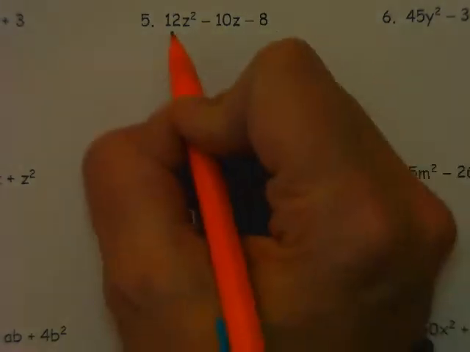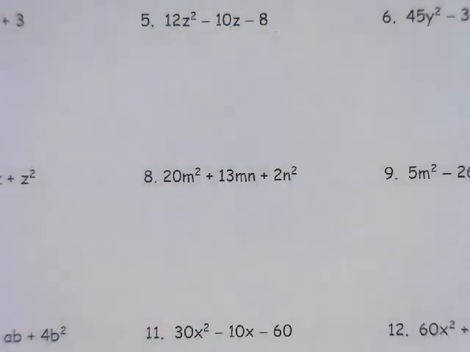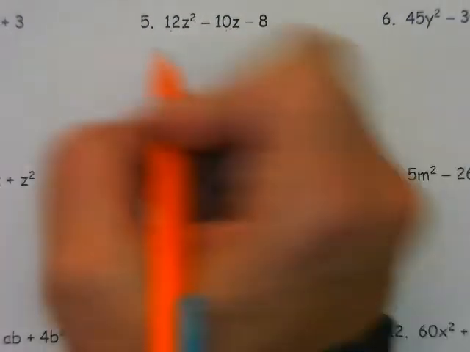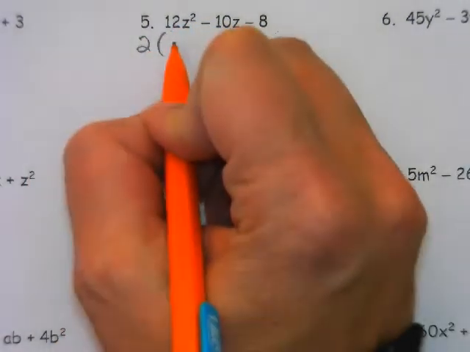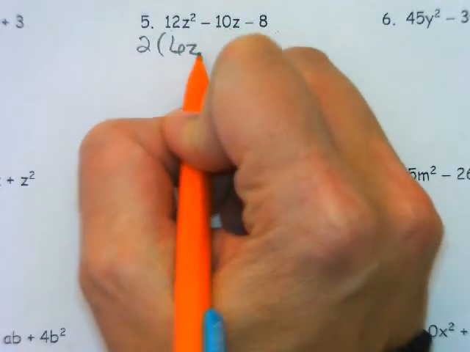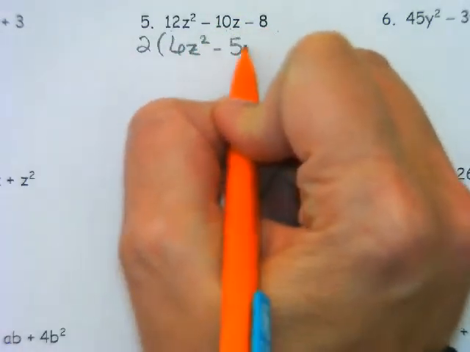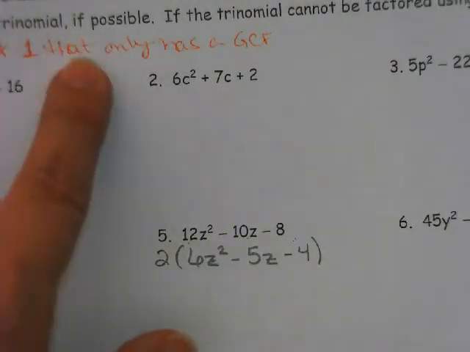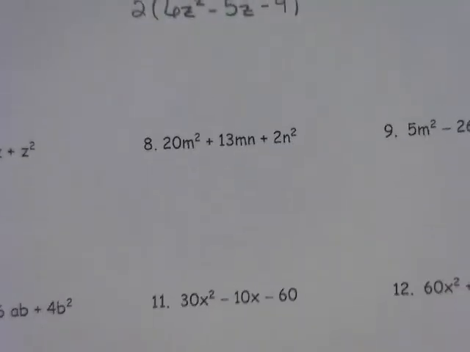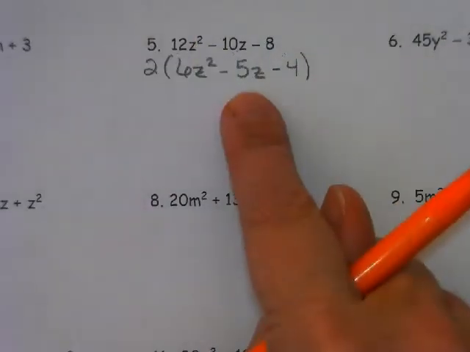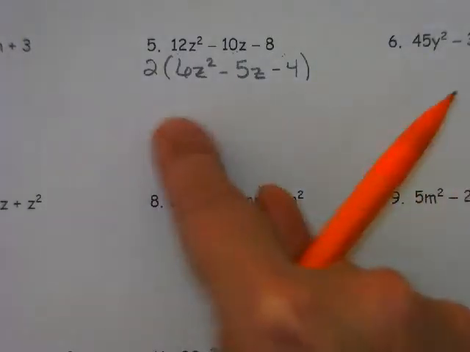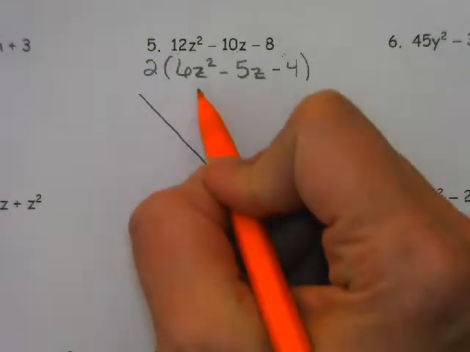So on number 5, we have a GCF. What is it? What goes into 12 and 10 and 8? 2. So if I take out a 2, I'm left with 6z squared minus 5z minus 4. So when I say up here that there's only one that has just a GCF, you're going to take out your GCF, write your trinomial, and then you're done. You can't do anything else, okay? This one, that is not the case.